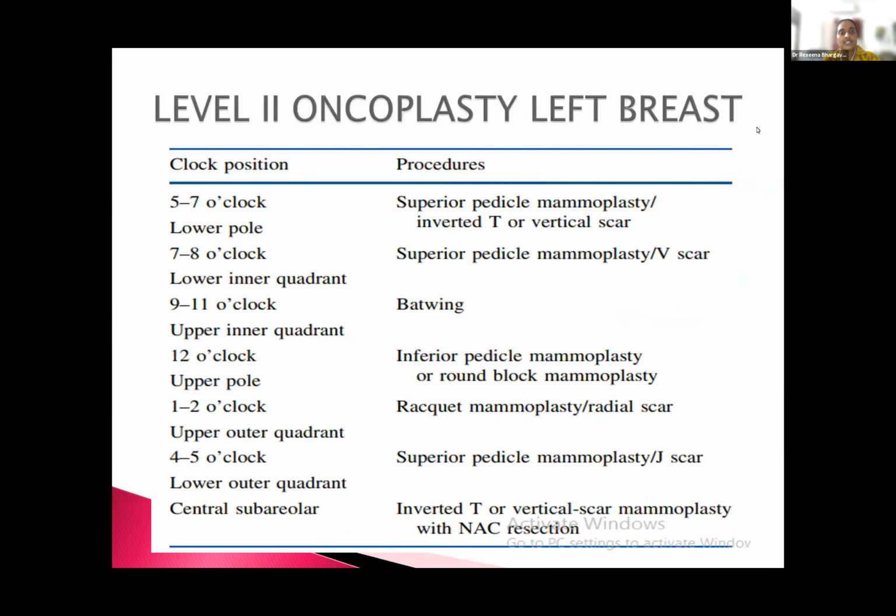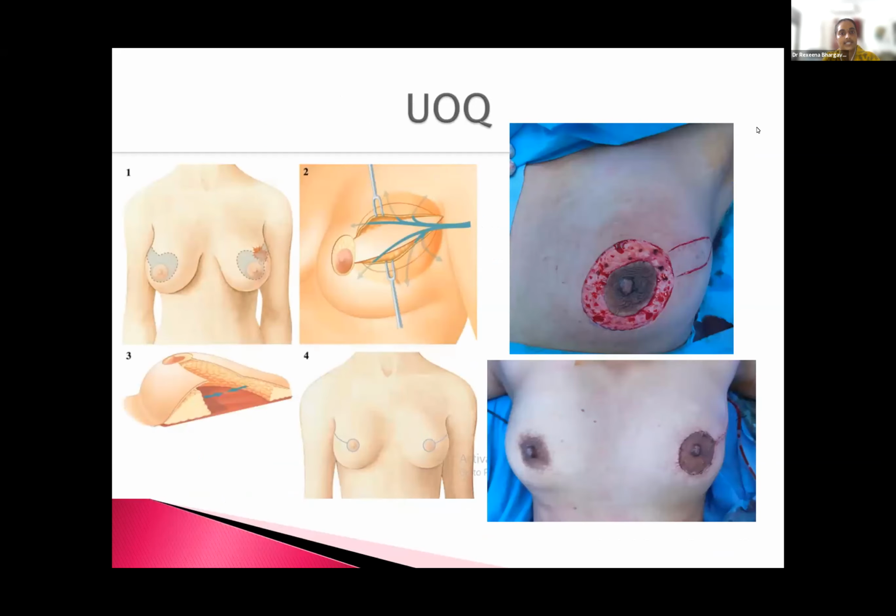So again, as per the various clocks, there are various techniques such as superior pedicle mammoplasty from 5 to 7 o'clock, lower pole for lower pole tumors, and various techniques which I will be describing in the further slides. So for the upper outer quadrant tumor, we have the racket mammoplasty, where the tissue is excised, the nipple is recentralized, and as you can see, good cosmesis is obtained.